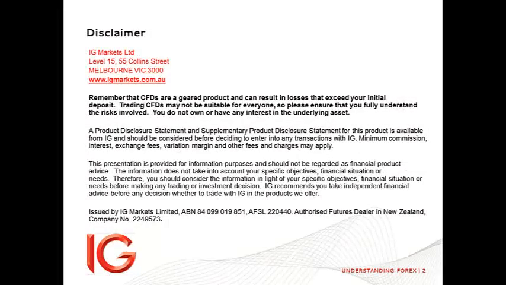Before we proceed, please take a minute to have a look at our disclaimer statement, which essentially reminds clients that CFD trading can result in losses that exceed your initial deposit.